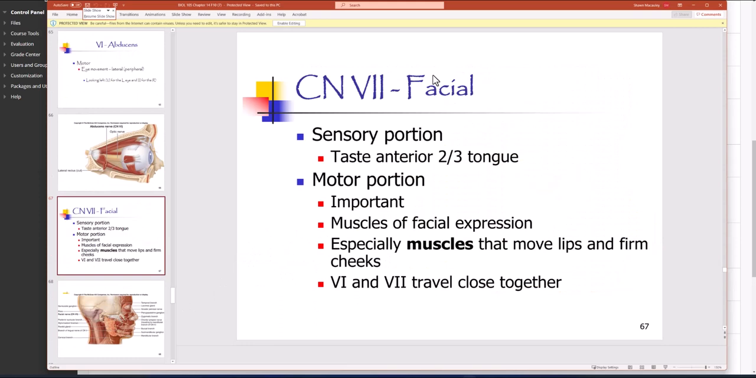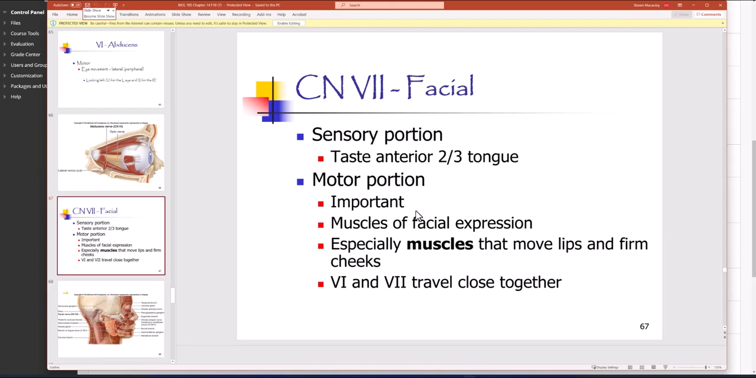The facial nerve, number seven, this one is also a really interesting nerve. It is going to be sensory in that it allows you to taste on the front two-thirds of your tongue. It also makes saliva in your sublingual and submandibular glands, the front salivary glands, and it also allows you to move the muscles to make funny faces. So if you move your lips and your cheeks, those muscles are controlled by this nerve, the facial nerve.